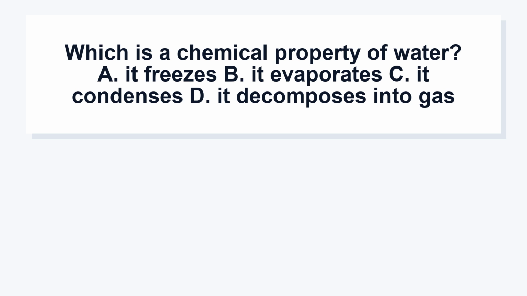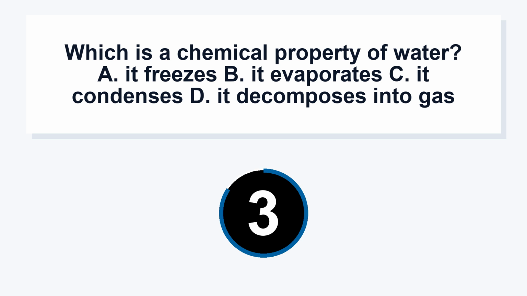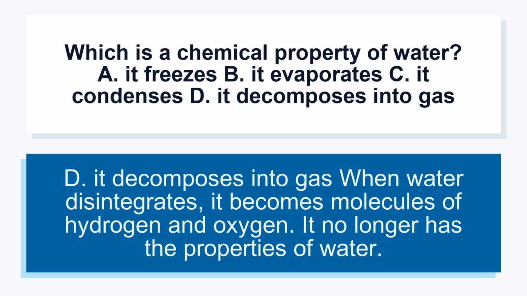Which is a chemical property of water? A. It freezes. B. It evaporates. C. It condenses. D. It decomposes into gas. D. It decomposes into gas. When water disintegrates, it becomes molecules of hydrogen and oxygen. It no longer has the properties of water.